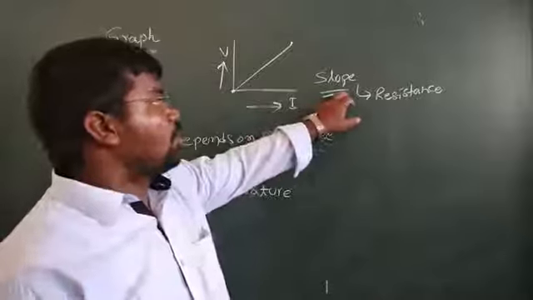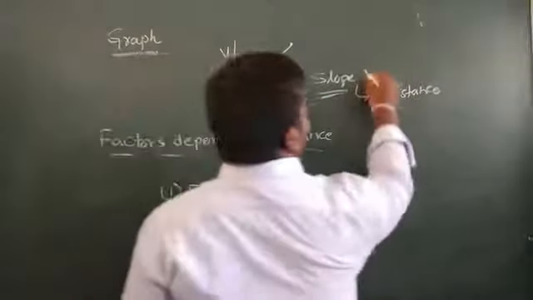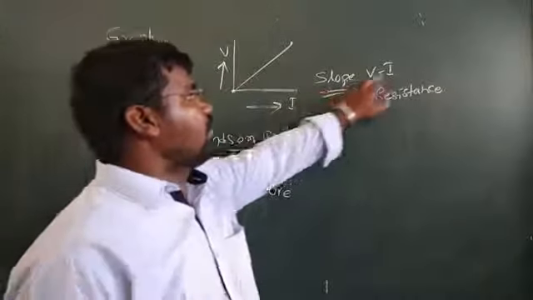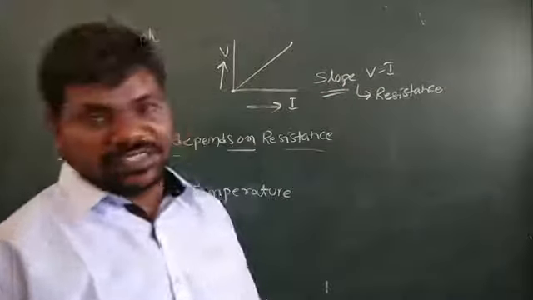Here the slope of the VI graph will give the resistance. The slope of the VI graph gives the resistance.